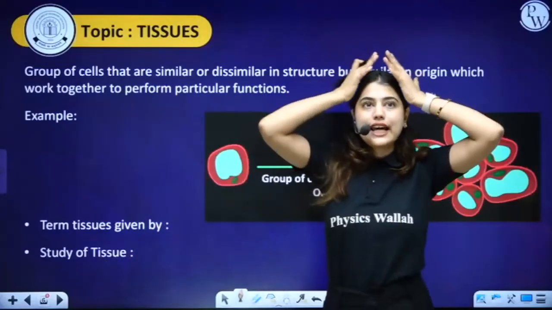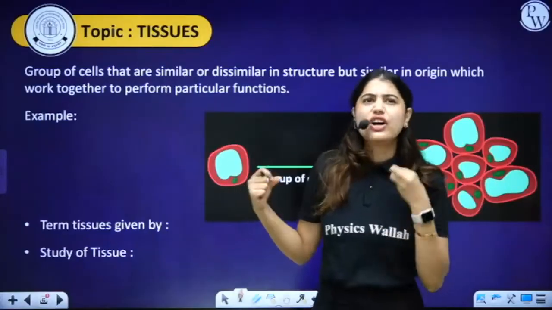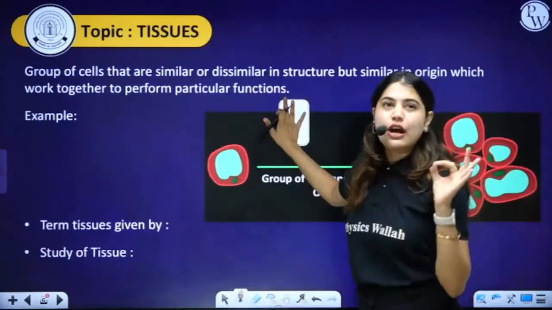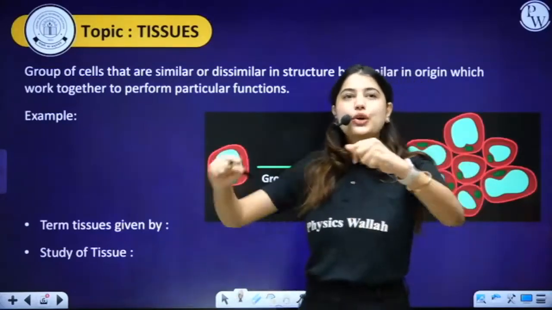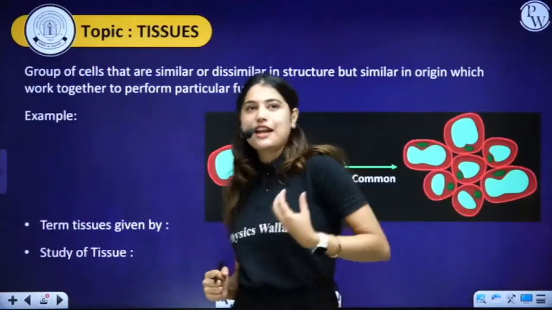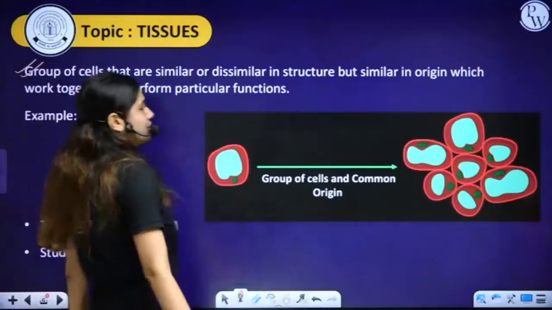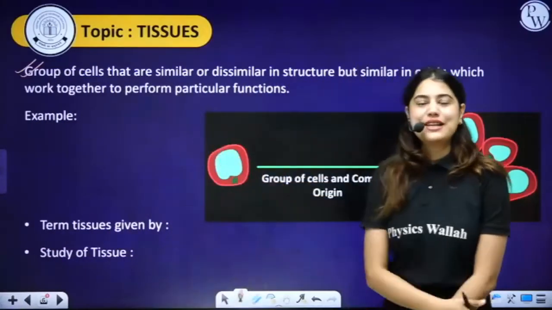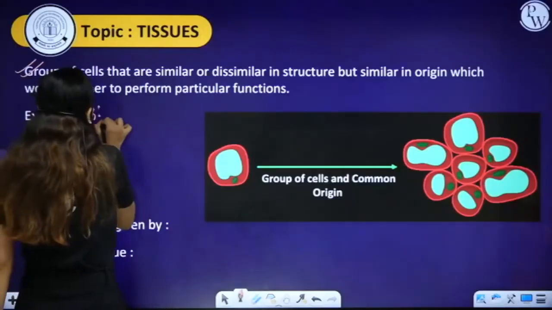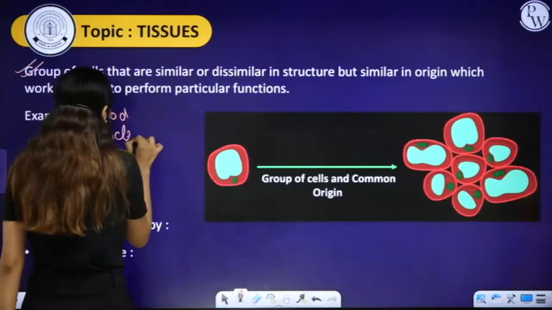For example, there is a nervous tissue in the brain, so all the cells will be of neuron. They have a common origin, right? So we can say tissue is nothing but a group of cells which are grouping together to perform a particular function. Those cells can be similar or dissimilar in shape, in structure, right? Can you give me some example? Yes, so we can write down, for example, blood. Blood is a tissue. Muscles are the tissue.